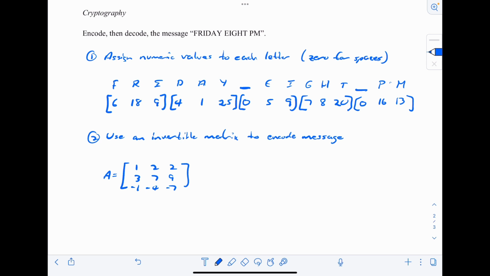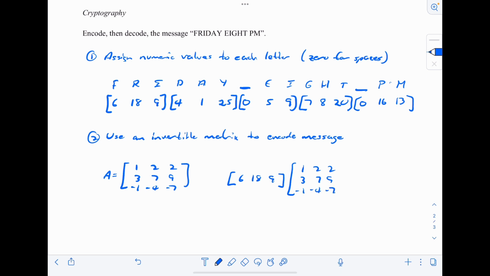What we do is simply take each of these 3-entry blocks that we made and multiply it by A. So I'm going to take 6, 18, 9, and multiply it by that matrix A, which has rows 1, 2, 2; 3, 7, 9; and -1, -4, -7.